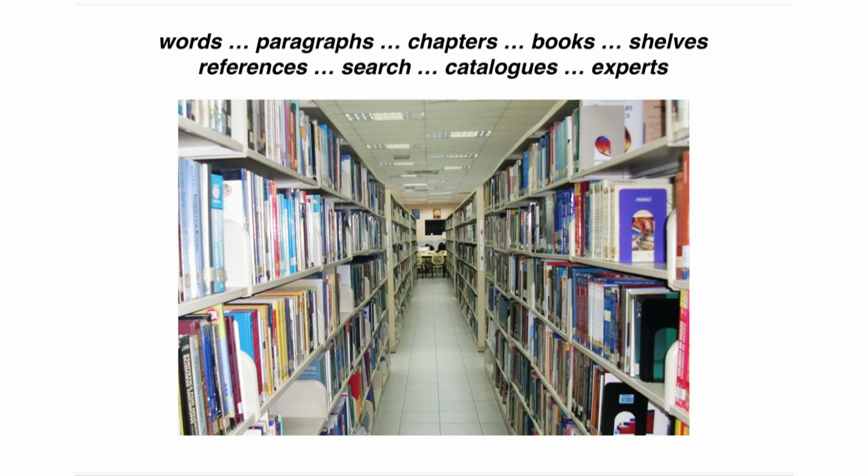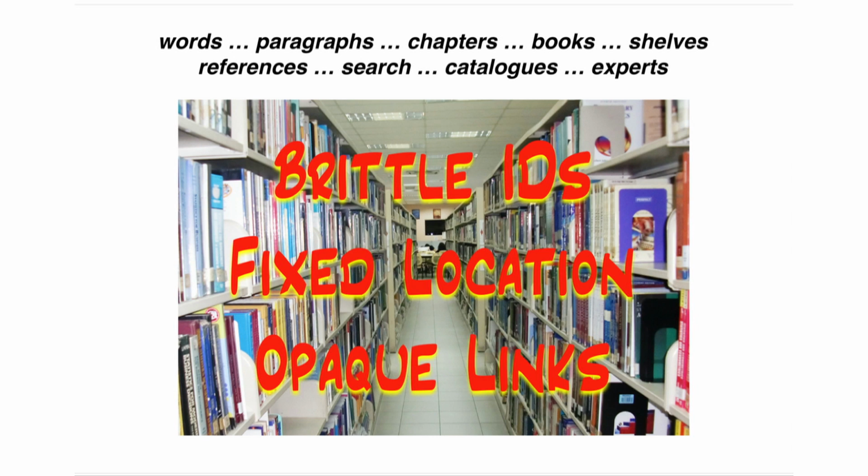Also, if we want to find that content, or if we have references between books, we need to search. And to search, traditionally, in a library, we needed catalogues, and those catalogues had to be organized by experts. But there are some problems with this traditional model.